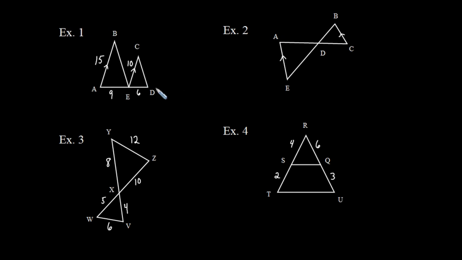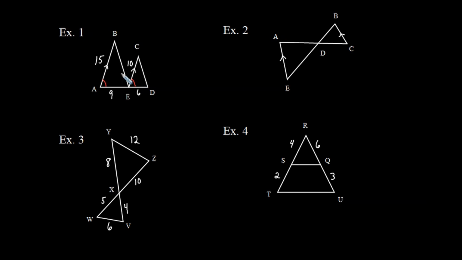So in example 1, we can see that we're given two sides. That's an indication that we're going to be using at least side angle side or side side side. But then we're given a set of parallel lines in the picture. Parallel lines typically give us corresponding angles or alternate interior angles, and in this case, we can see that we would have the corresponding angles congruent.